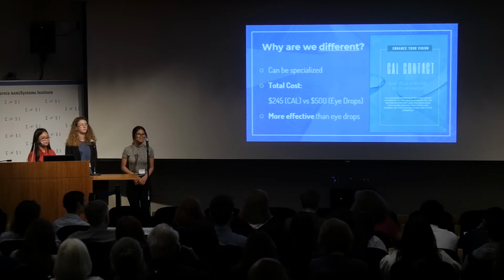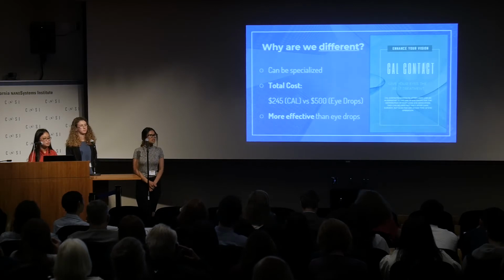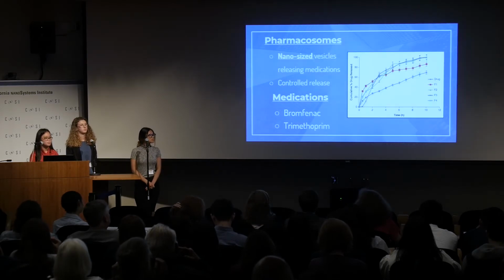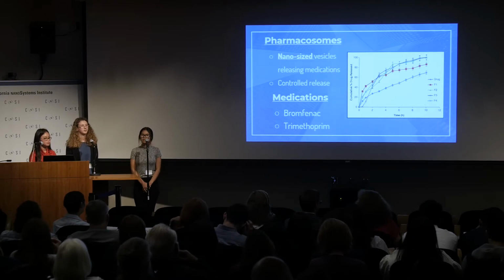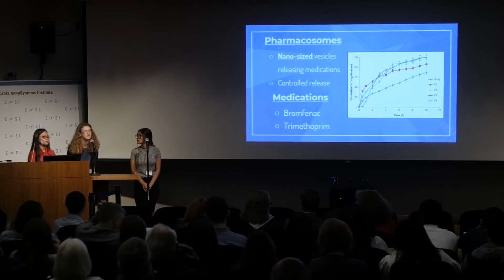I have one more quick question, and this is a hard one. So you have these little pharmacosomes, which are just droplet reservoirs. How big are the drops? Because when they get big, they scatter light. And a contact lens has to be clear. They're 50 nanometers in diameter.